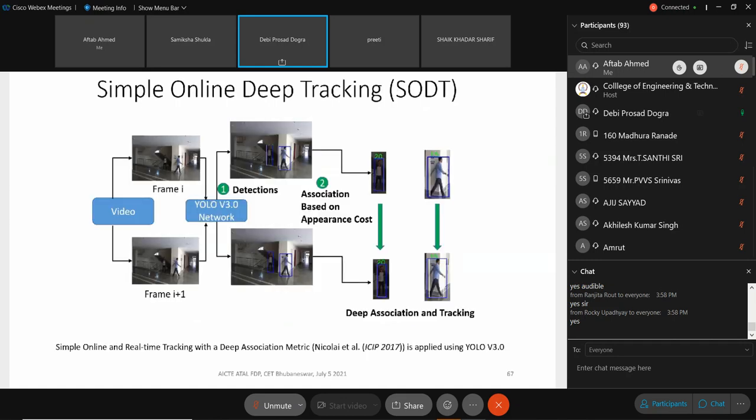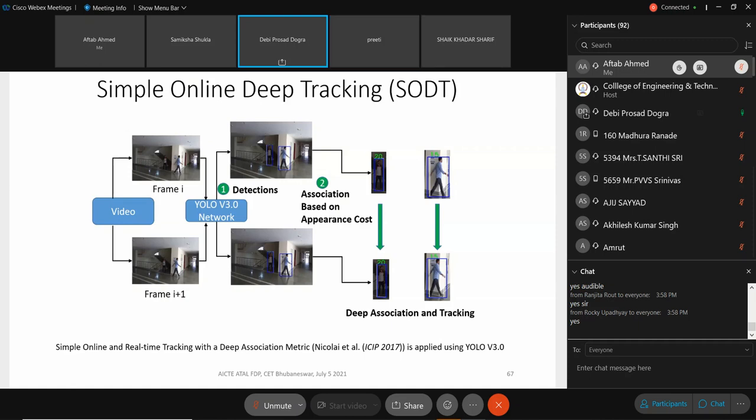We can also review a paper like this. This is a recent work, an ICIP 2017 paper by Nikolai et al. They proposed tracking based on simple online deep tracking. This is called SODT. If you look into the architecture, it's very simple. You have a video with two frames, frame I and frame I plus 1. In individual frames, you detect these persons, and you associate these detections with the label. That association is very important.